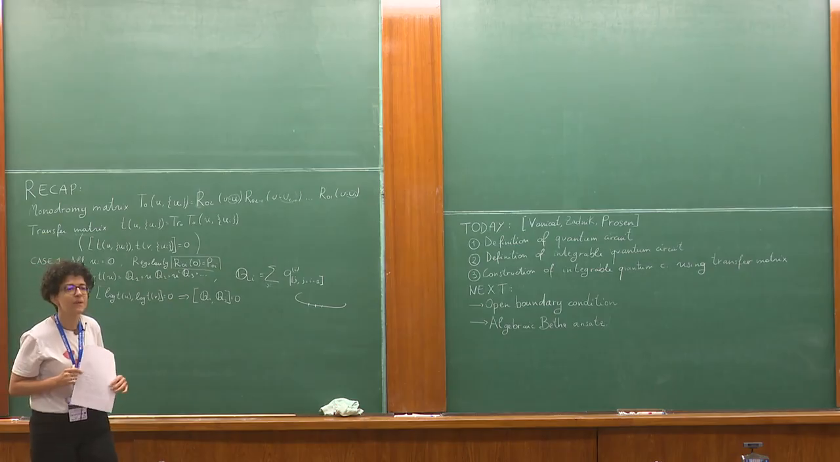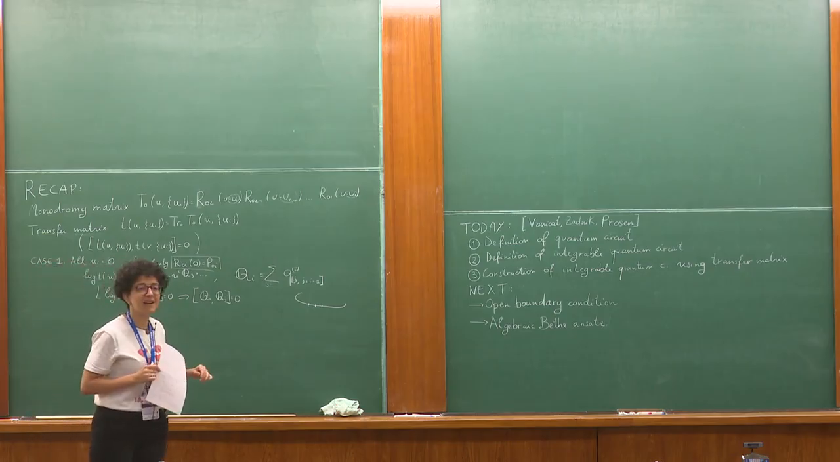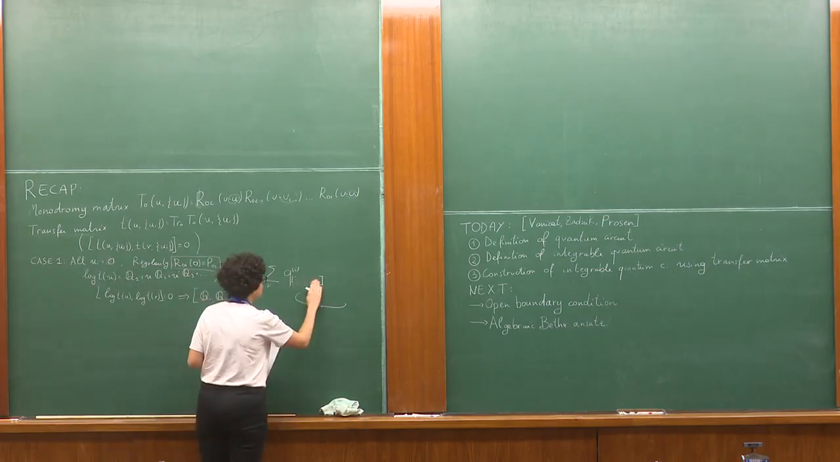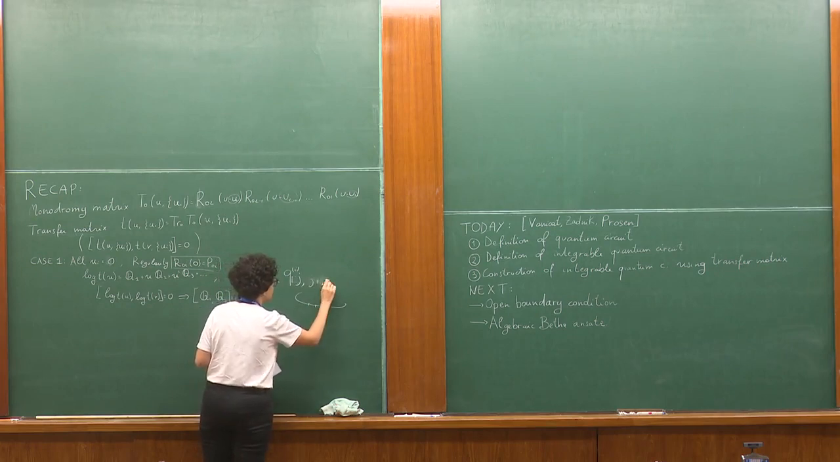Can you please write slightly bigger? Because the indexes are not visible. Sure, I will. So this j plus 1, j plus i minus 1.